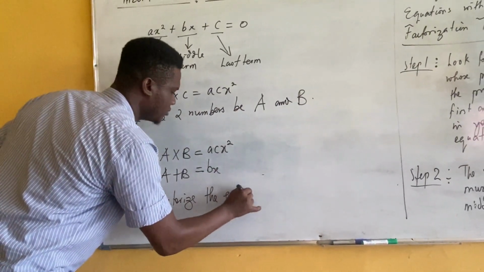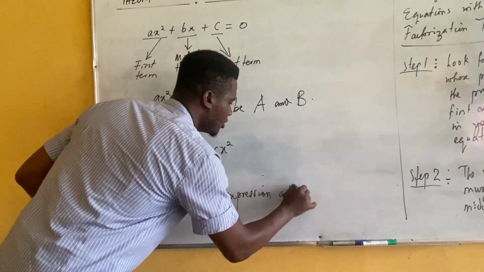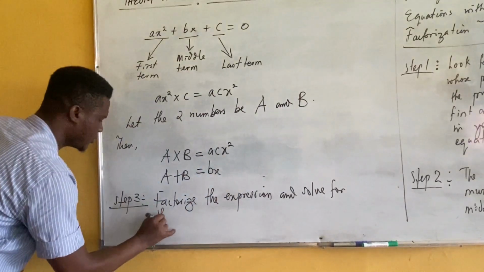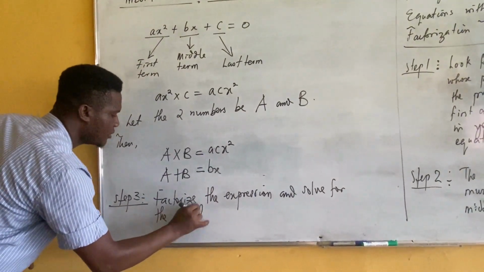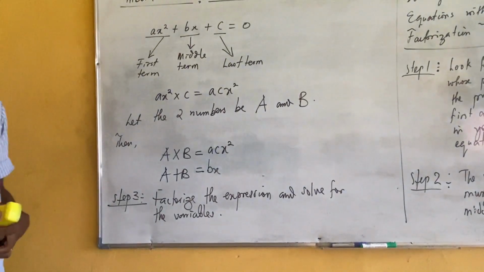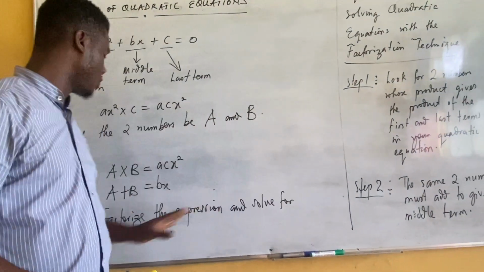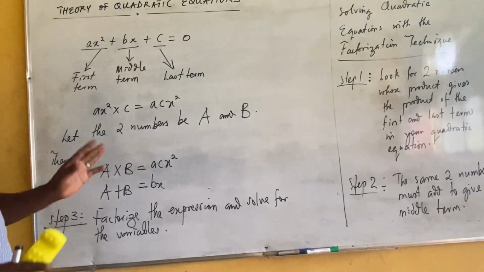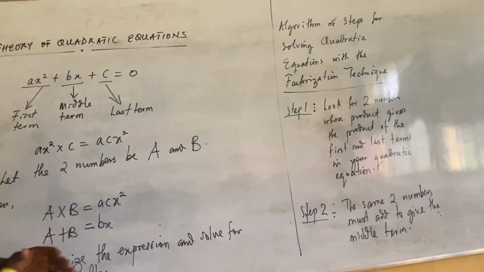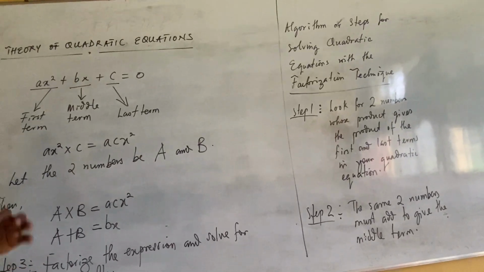Factorize the expression and solve for the variables. Okay, so that's what step 3 requires. Now that we have put up step 1, step 2 and step 3 for solving quadratic equations using the factorization technique, let us now go into using this algorithm for solving a problem.